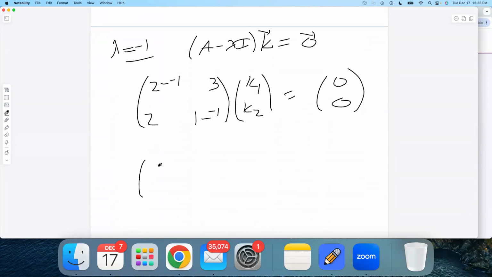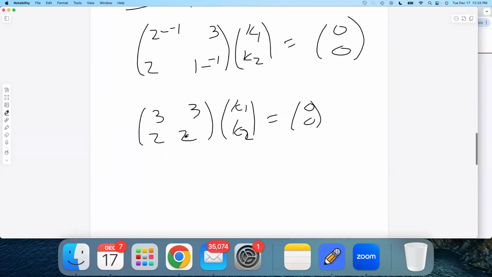All right, so what do we get here? We get 3, 3, 2, 2. Clearly not independent rows. If I multiply the first row by 2/3, I get the second row. So you always want to check that. Always check and make sure. If I had gotten this, I'd know I goofed somewhere, because now the second row is not a multiple of the first row.